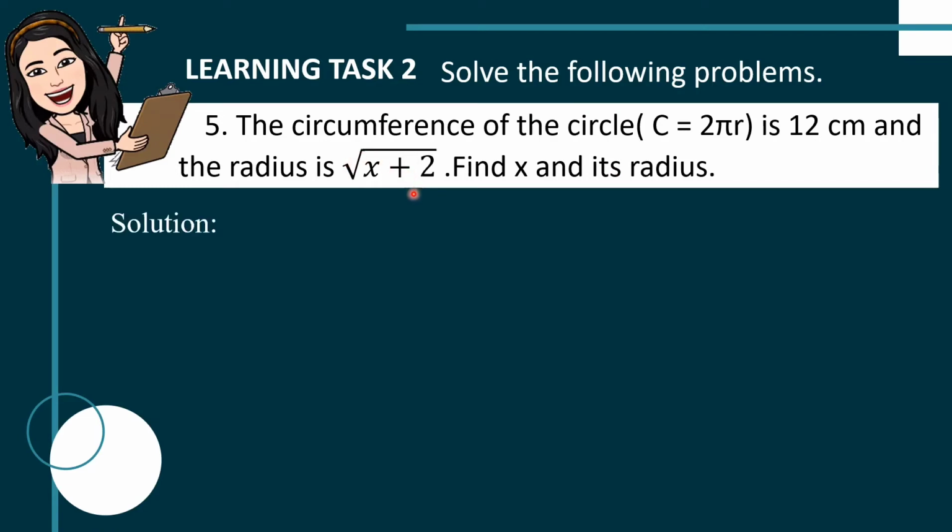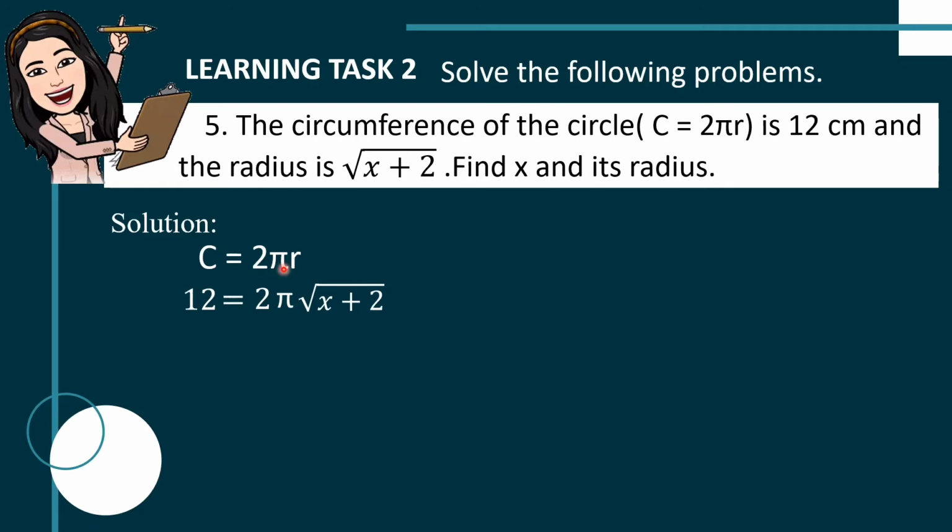Now, let's begin our solution. We have c is equal to 2 pi r. This is the formula in finding the circumference of the circle. Let us just substitute what are the given in our given problem. So, ang circumference niya ay 12 cm. So, ibig sabihin, ang c is equal to 12, is equal to 2 times, kokopyahin lang natin si 2 sa ating formula. Yung 2, hindi yun pwedeng mawala dyan kasi part siya ng ating formula. And also the pi, multiply by the radius. What is the radius? We have the square root of x plus 2.